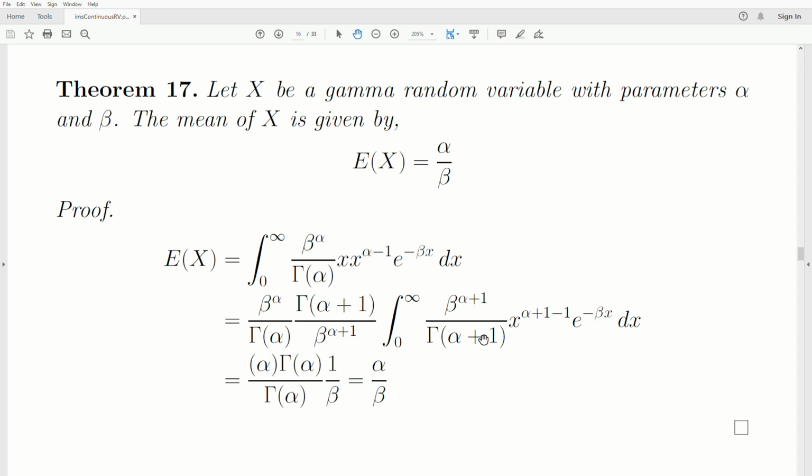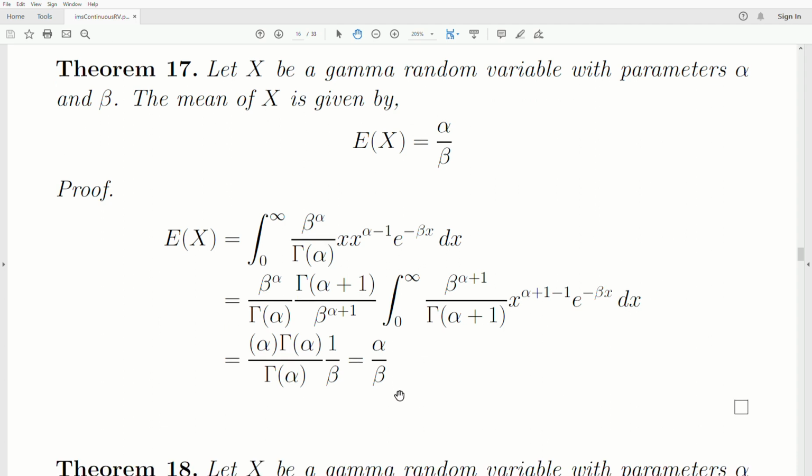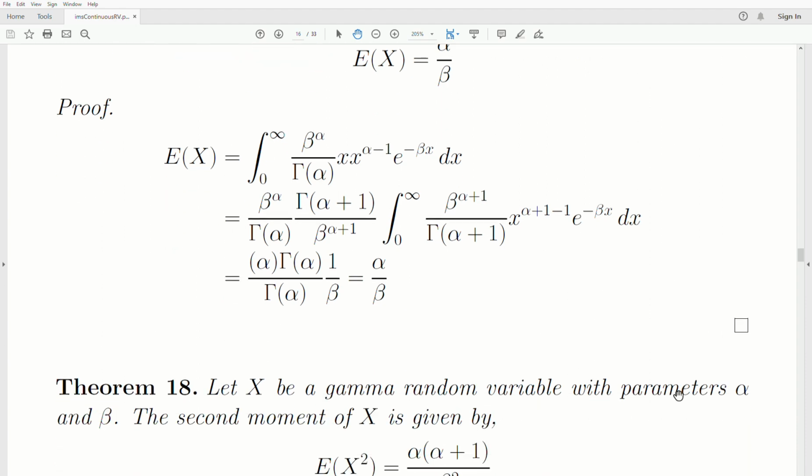We multiply by 1, using beta to the alpha plus 1 and gamma of alpha plus 1. We multiply and divide by those quantities, and we do that because this makes another gamma distribution, which integrates to 1. So it goes away. Here the beta values cancel, leaving just beta. We use the recursive formula for gamma, and that becomes alpha times gamma of alpha. Gamma of alphas cancel. We get alpha divided by beta. That's what we wanted to show.